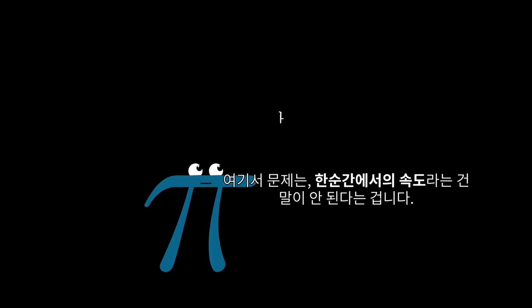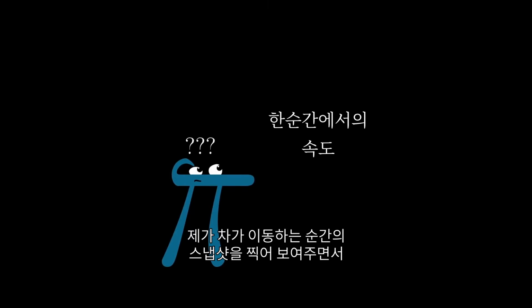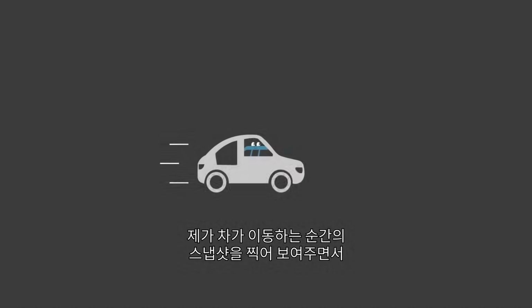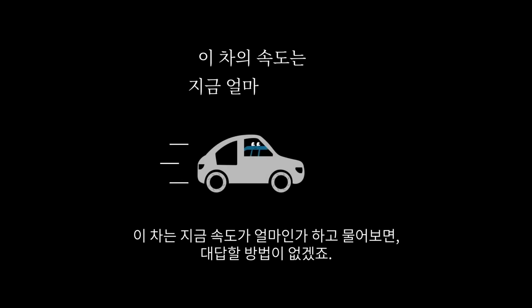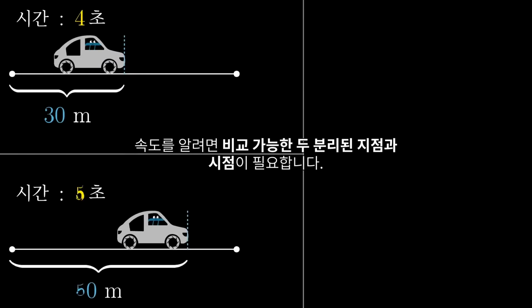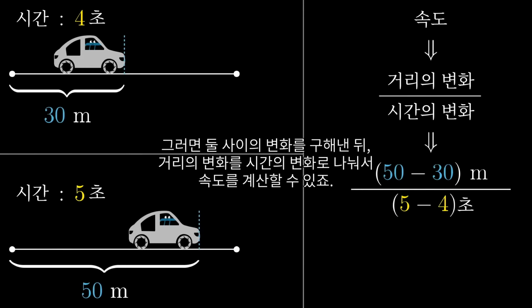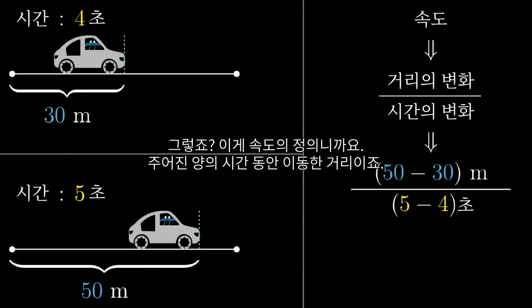But the funny thing is, velocity at a single moment makes no sense. If I show you a picture of a car, just a snapshot in an instant, and I ask you how fast it's going, you'd have no way of telling me. What you'd need are two separate points in time to compare. That way you can compute whatever the change in distance across those times is, divided by the change in time. Right? I mean, that's what velocity is. It's the distance traveled per unit time.